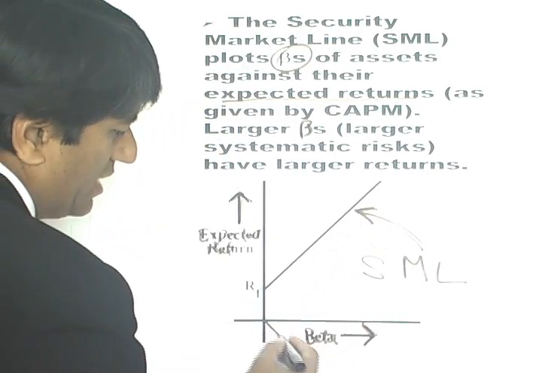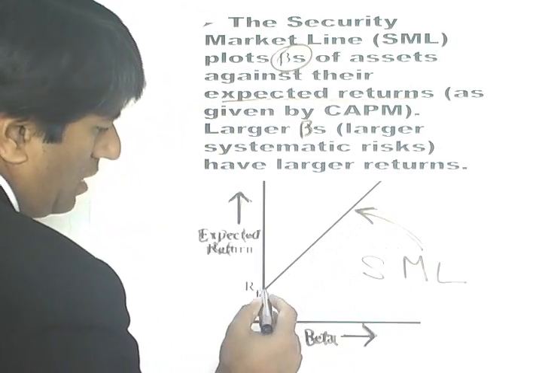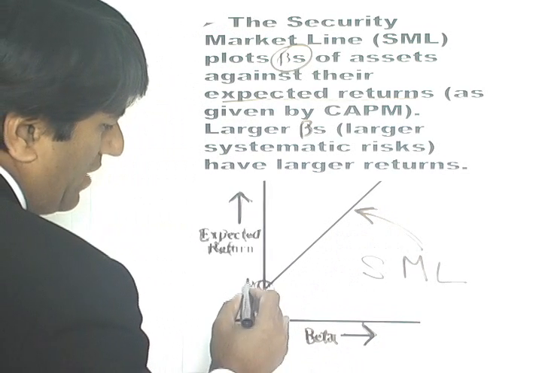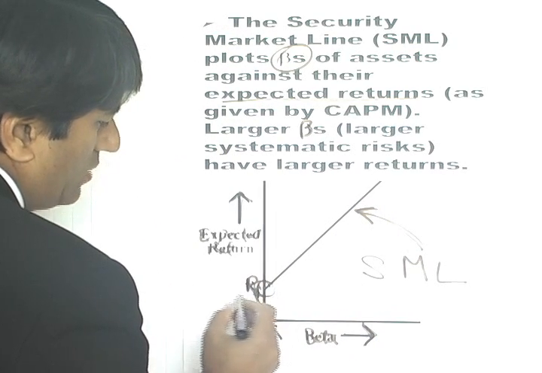And if the beta is 0, the return is the risk-free rate, according to CAPM again. So that's RF.